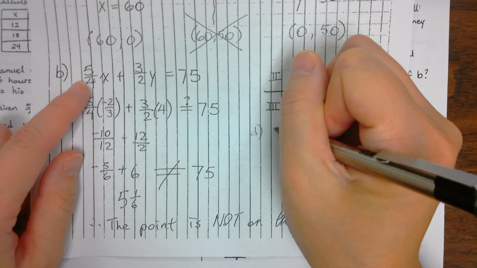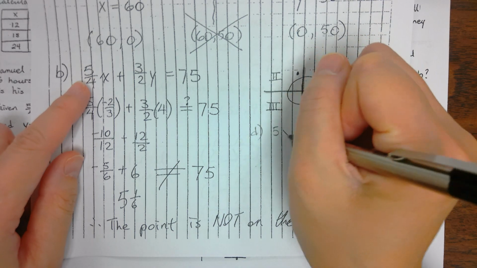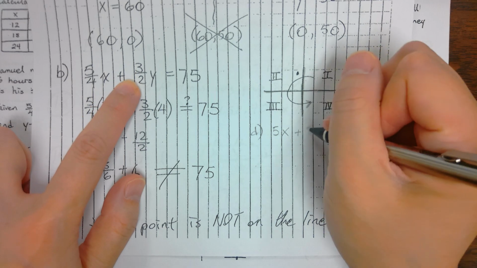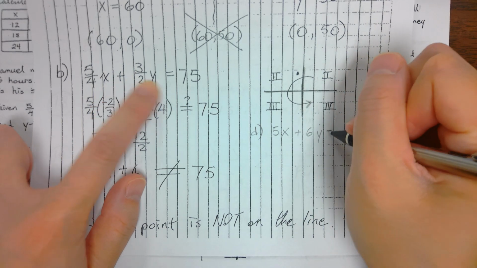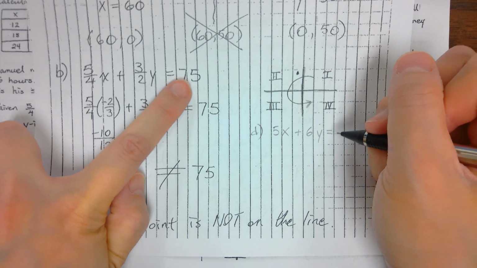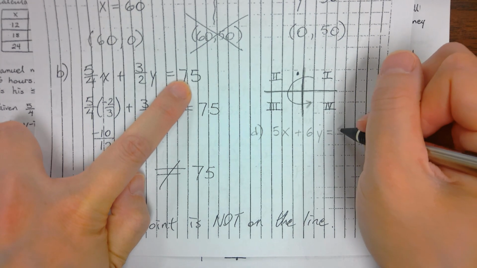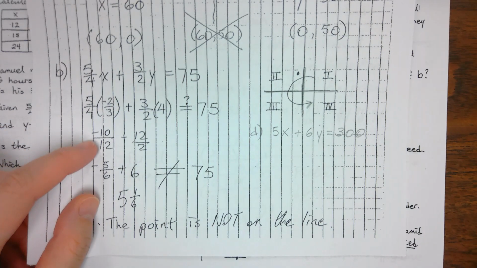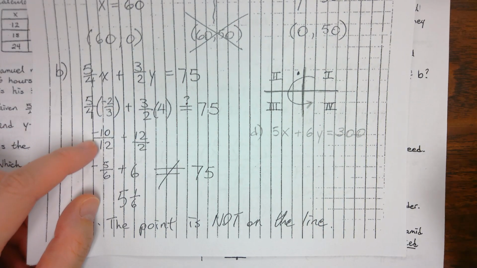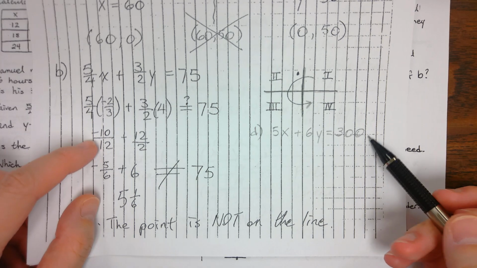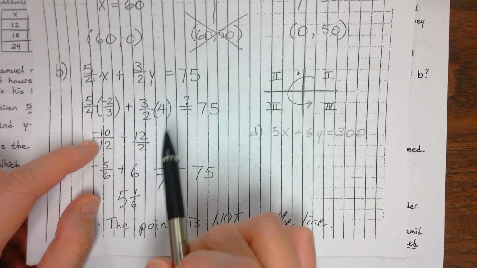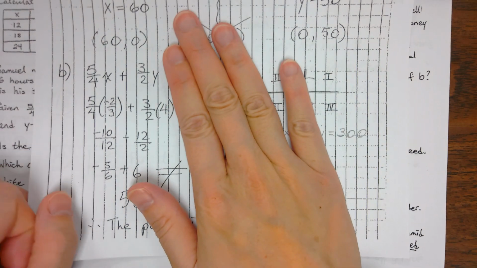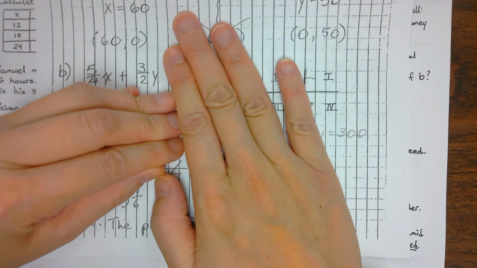So 5 times 4 divided by 4, I'm just left with 5x. 3 times 4 divided by 2, I'm left with 6. And then don't forget this 75 also needs to be multiplied by 4. So I get 300. Okay, just like that. That's all it is. You have your equation in standard form with no fractions.